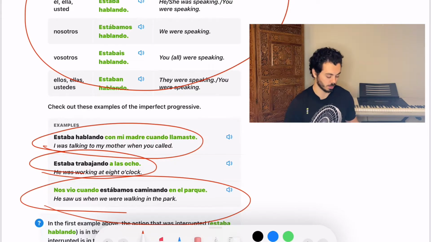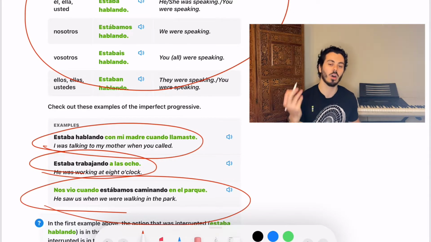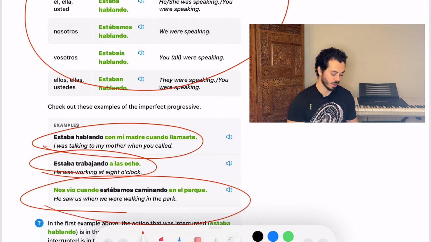And then what happened? Cuando llamaste. Okay, something was happening. I was doing this. And then it's the same in English. You can say, I was drinking water.